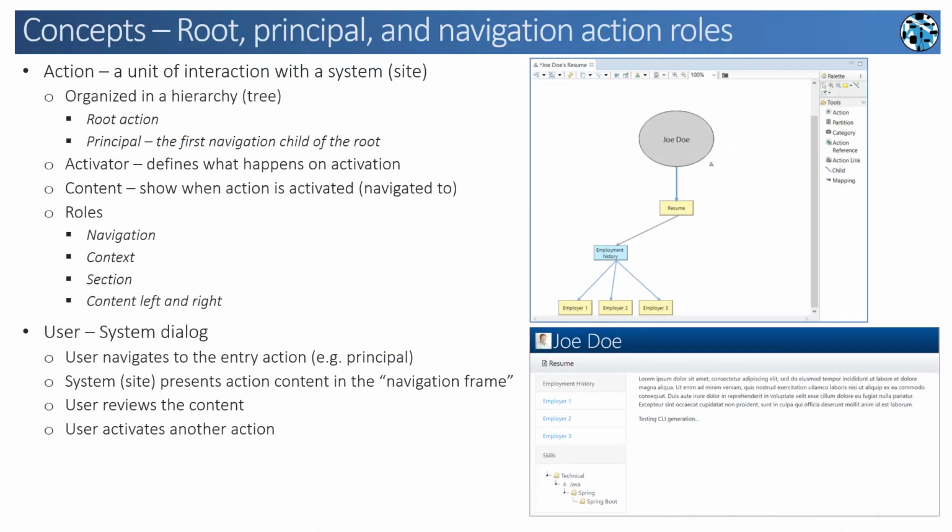Let's take a quick look at a few examples of actions in different roles. In this example, Joe Doe is the root action and resume is the principal action. Employment history is a category grouping navigation actions employer 1, employer 2, and employer 3. These actions do not have navigation children and therefore are shown as a list. Skills is another action category. Skills navigation actions are nested and therefore are displayed as a tree.